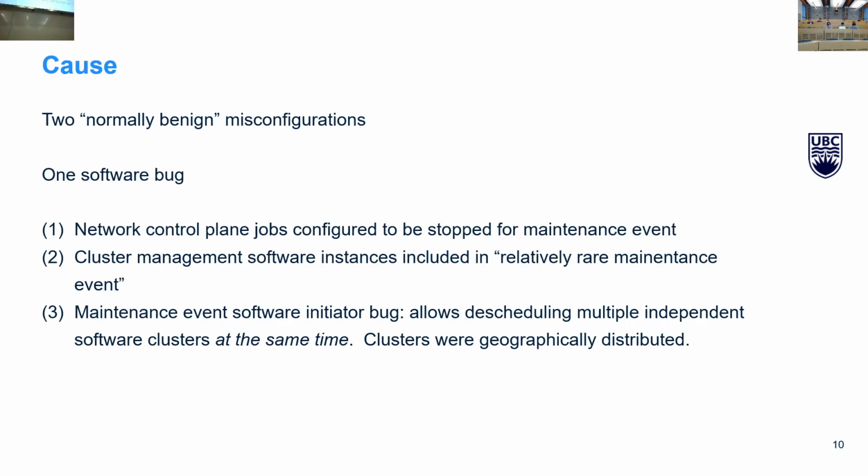And the cause: 2 normally benign misconfigurations, which means we've done this mistake before and nobody ever noticed. The network control plane jobs were configured to be stopped for this maintenance event, which is apparently something that doesn't happen very often. Okay, fine. And the cluster management software instances were included in these relatively rare maintenance events. So we have a couple of unusual events that just happen to come into conjunction and boom, bad things happen.